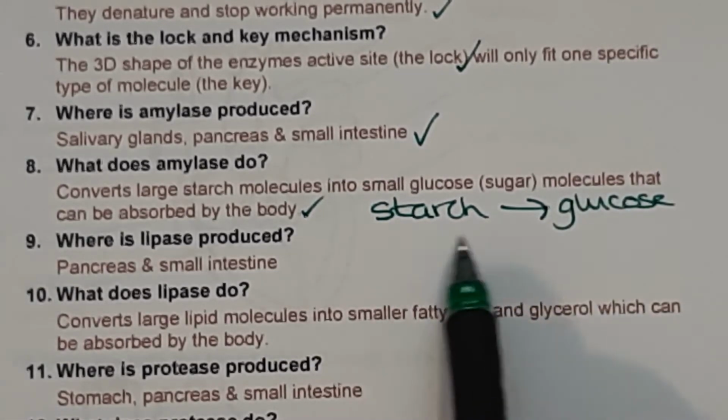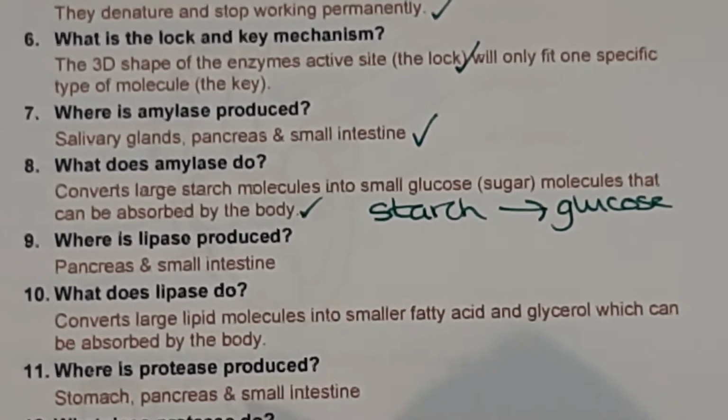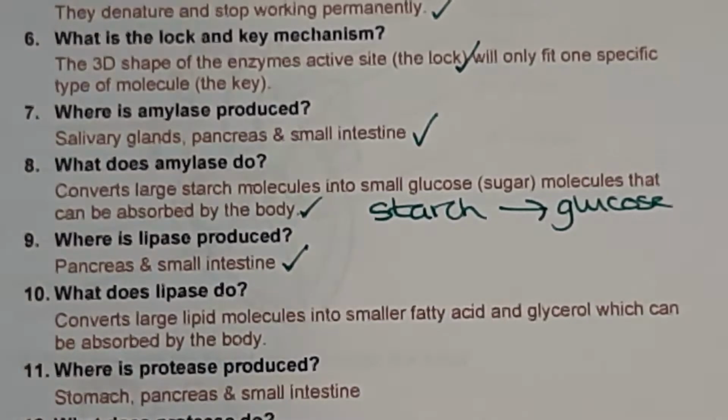But I would like you, if you've done just this, to write the full sentence out as well, please. Question 9, where is lipase produced? Well, it's produced in the pancreas and small intestine. Question 10, what does lipase do? Well, it converts larger lipid molecules into smaller fatty acid and glycerol, which can be absorbed by the body.